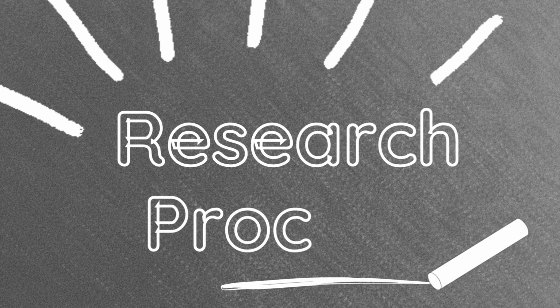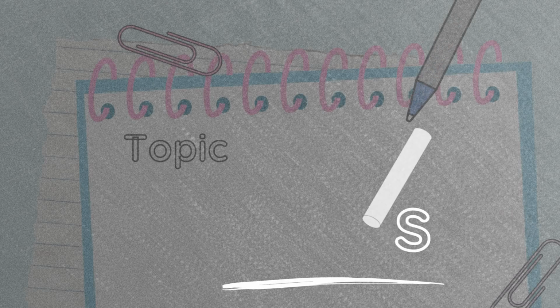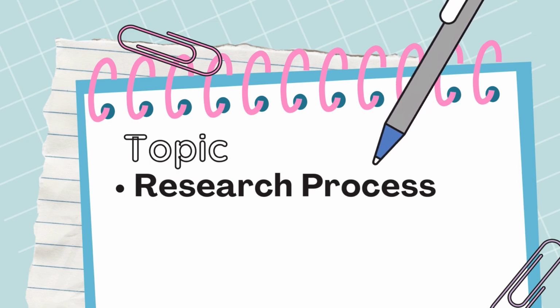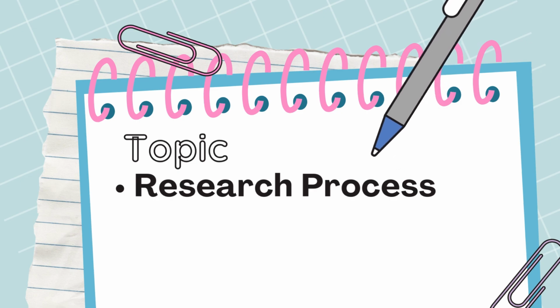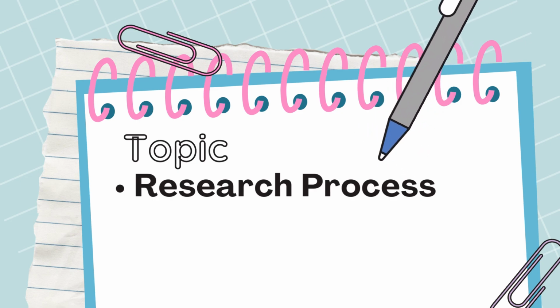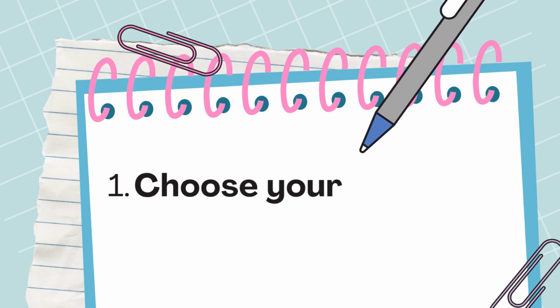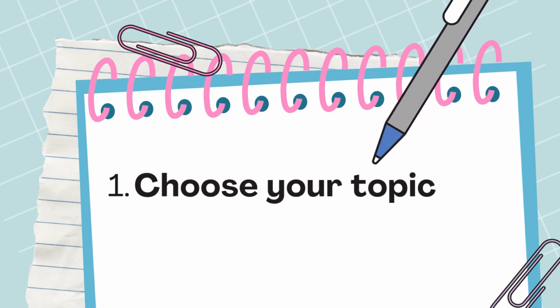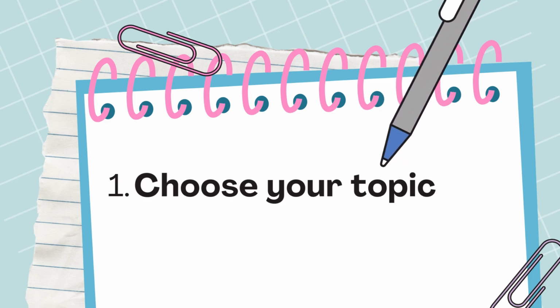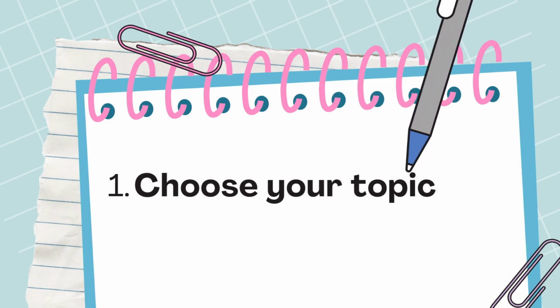Let's talk about the research process. The research process is all about gathering information, evaluating sources, and organizing your findings. Let's break it down into manageable steps. The first step is to choose your topic. Start with a clear, specific topic that interests you. If you have options, pick one that resonates with you, as it will make the research more enjoyable.